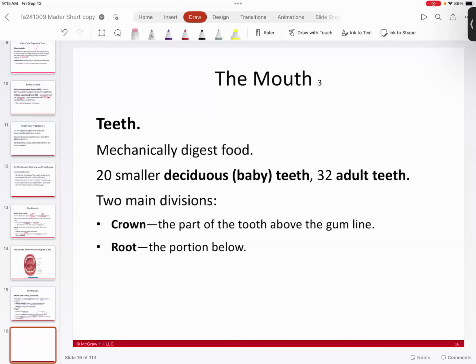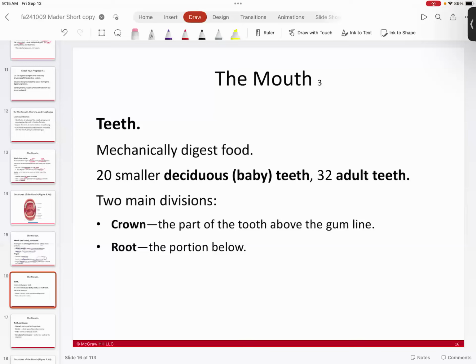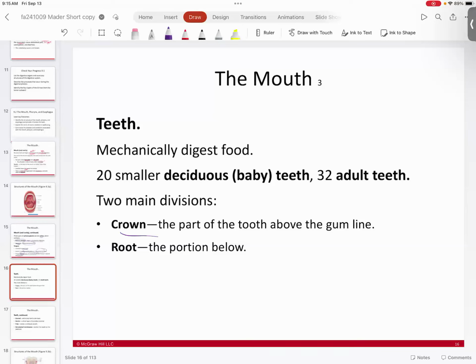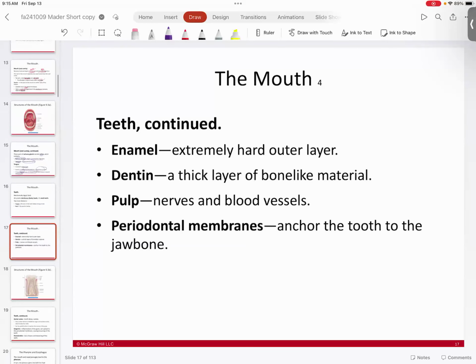And you have a couple of main divisions of the tooth itself. The crown, which is basically the part of the tooth that you see, and the root, which is the part below the actual mouth itself. On the crown portion, you're going to see the enamel, which is the hard outer layer. That's basically what you chew on. Underneath that is a kind of bony material that's softer, called the dentin. And then in the middle is going to be the pulp. This is where the blood vessels and the nerves are going to be supplying the tooth.